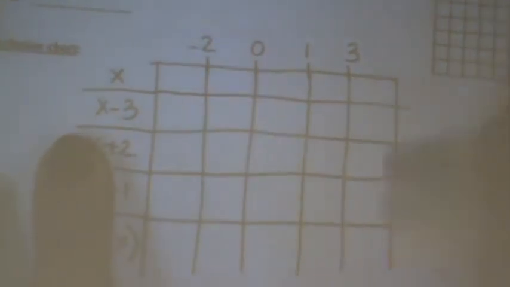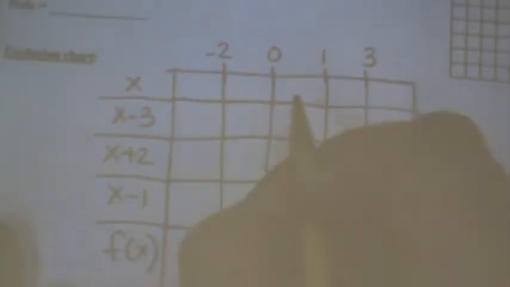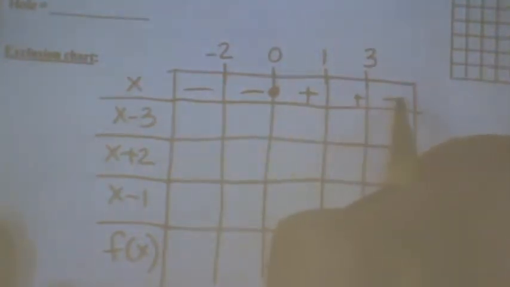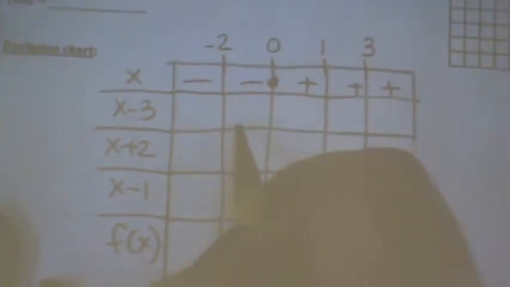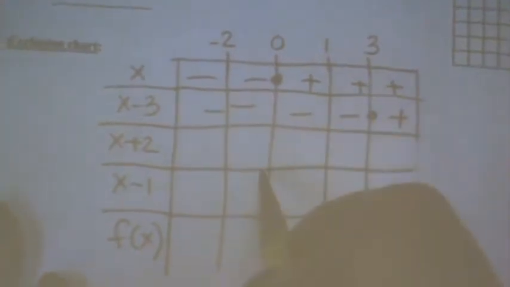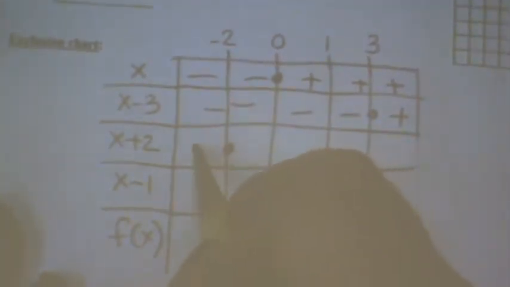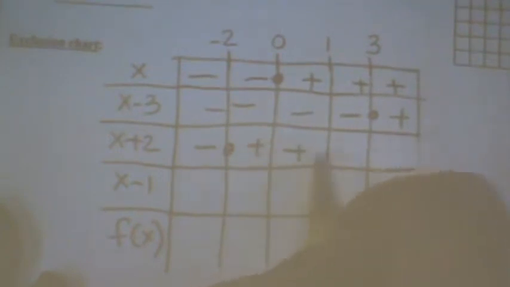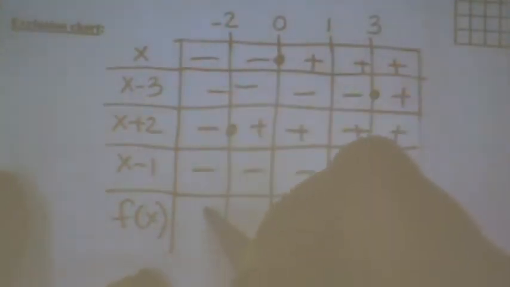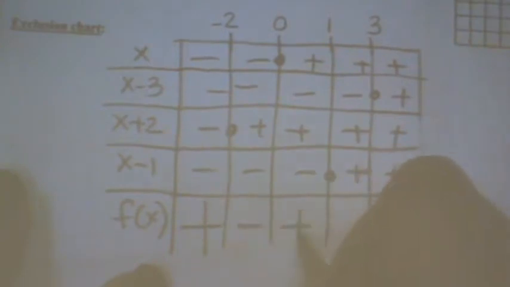Okay, so at X, you're going to put a dot on the 0. To the left of that is going to be negative. Good job. Right is positive. Then a dot at negative 2: negative, positive, positive, positive. Then 1. And then positive, negative, positive, negative, positive.